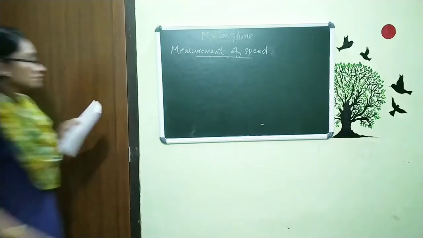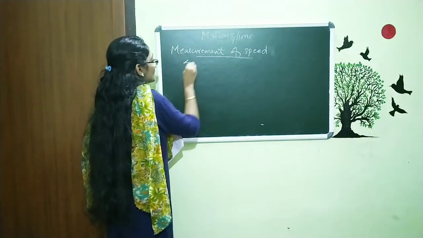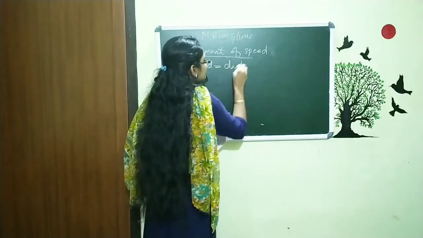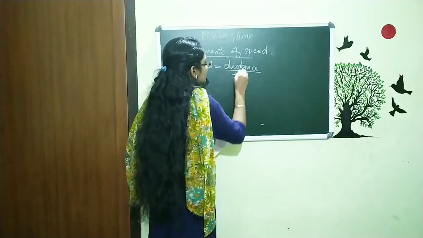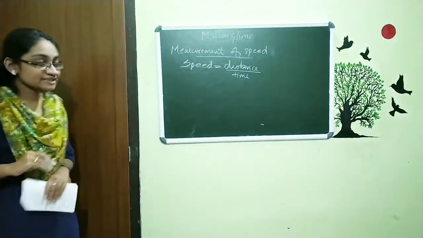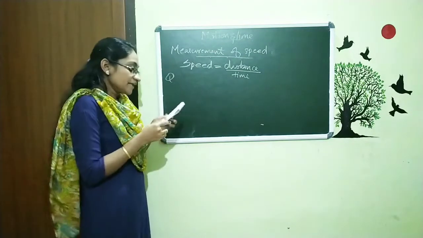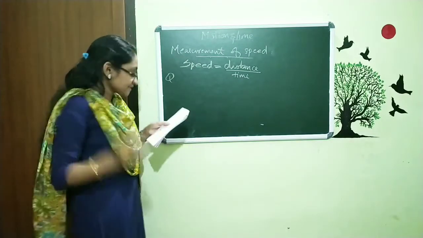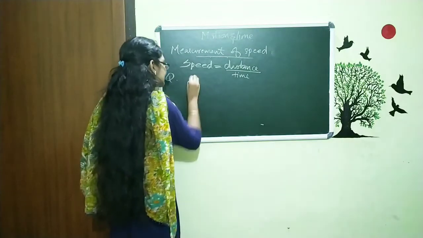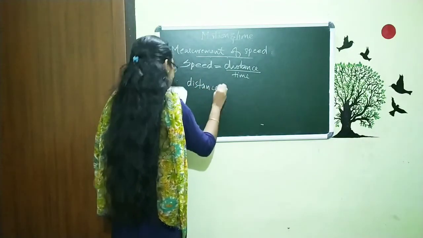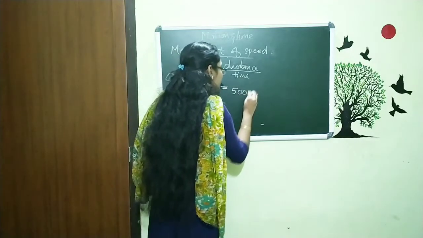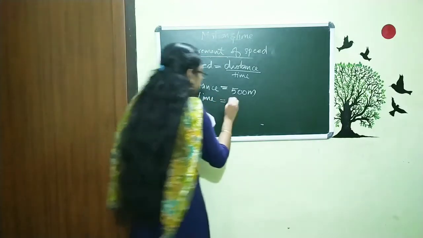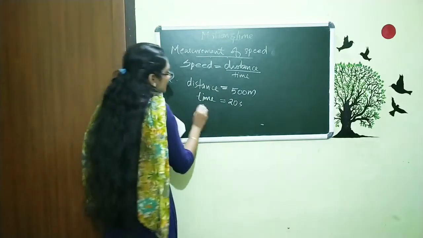The first one is this. The equation is speed is equal to distance divided by time. The first question is this. Anu traveled a distance of 500 meter in 20 seconds. Find speed. The question is this: Anu traveled distance equal to 500 meter, and the time is equal to 20 seconds, and find speed.